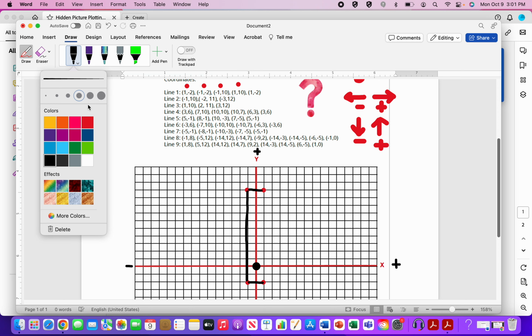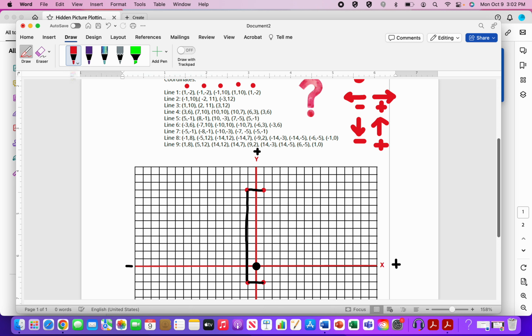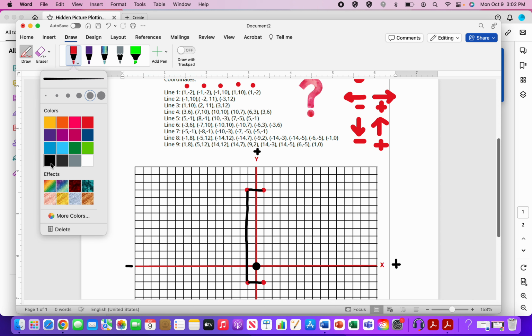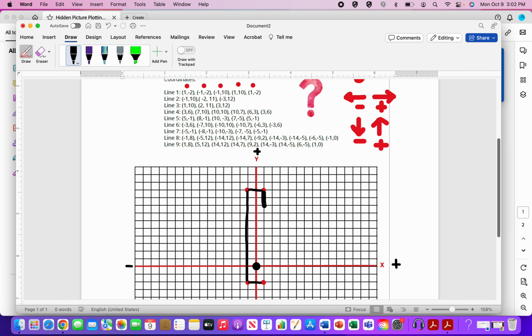All right. And I see there's one more, positive 1, negative 2. So I start at 0. I go to the positive direction 1 and to the negative direction 2. Oh, look, it's where we started from. So as you can see, I'm going to connect my last dot. So now we are done with line 1. You continue on like that until you're done with the whole picture.